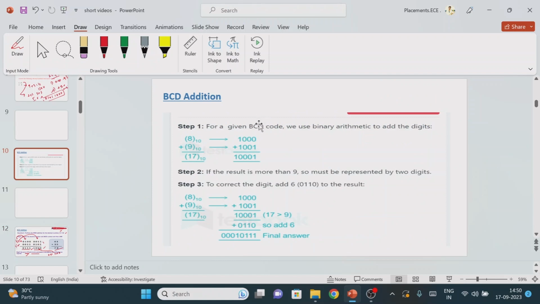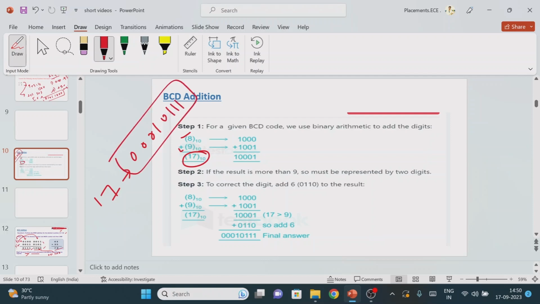Here for the given question, we need to perform the BCD addition, right? What is the given decimal number? The given decimal numbers are one is 8, another one is 9. If you are performing this, what is the BCD answer for 17? 17 means 0 0 0 1, then 7 means 0 1 1 1. This should be our final answer as per the BCD representation.